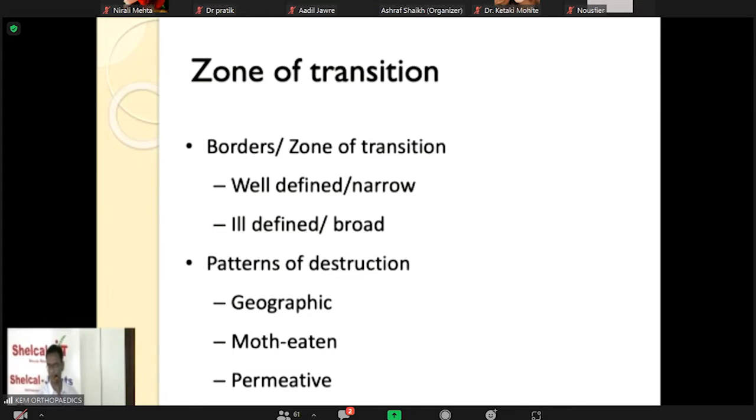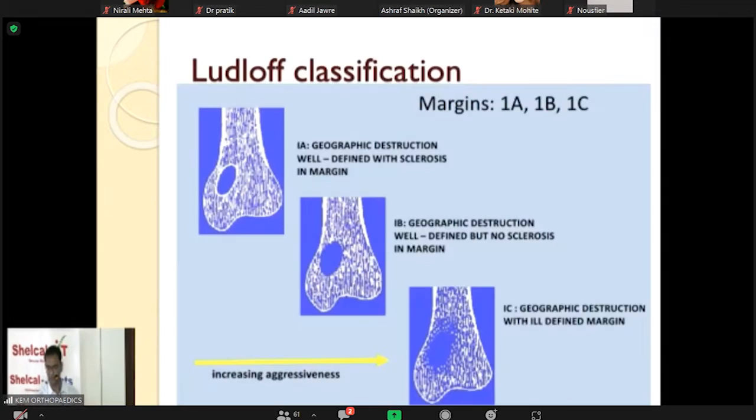Yeah. So what does it tell you? Okay, exactly. So narrow zone of transition versus a broad zone of transition, let us see, and the pattern of destruction, whether it's geographic, moth-eaten, or permeative. So this Lodwick's classification is mainly for geographic type of lesion. So whether it is type 1A, where it is well defined with a sclerotic margin.